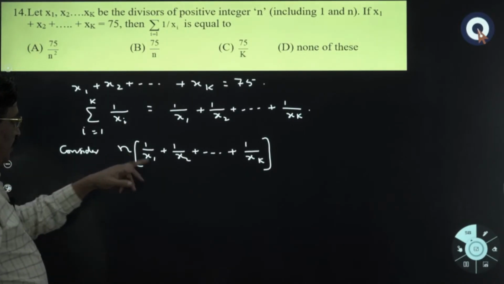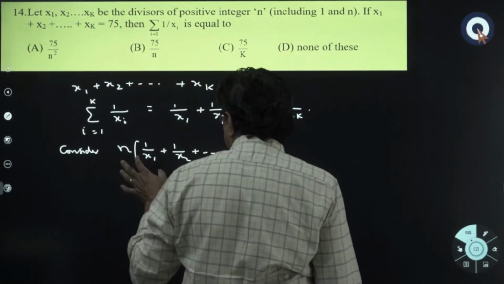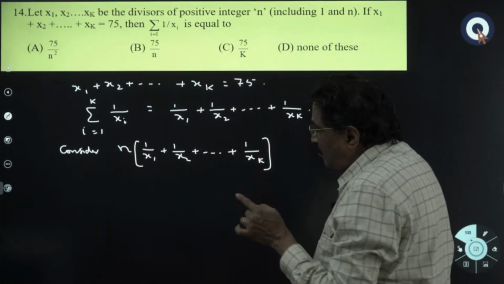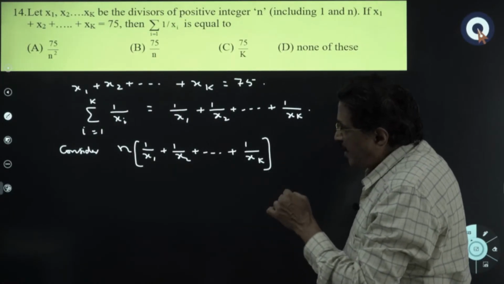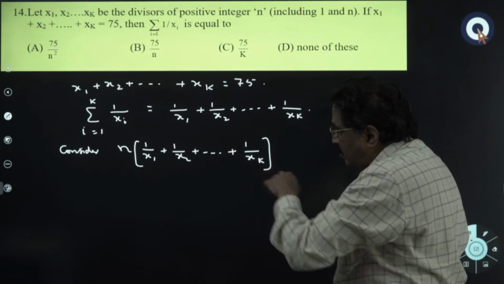So consider n. x1, x2, etc., xk are the divisors of n. When n is divided by x1, you get one divisor among the other divisors.